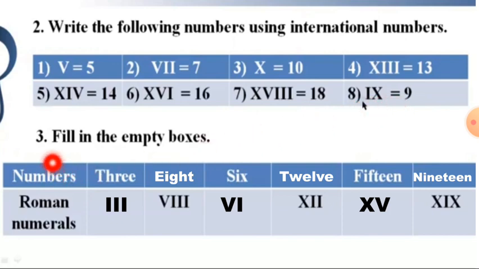Then the next question is question number 3. Fill in the empty boxes. Students, for this question you have to draw the box like this. The first column will be of numbers. The second column will be of Roman numerals. Here some numbers are already written and down some Roman numerals are already written. So we have to fill in the blanks.